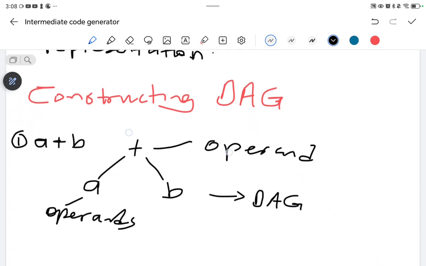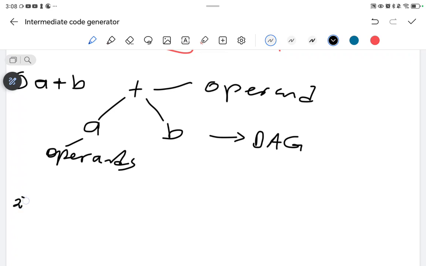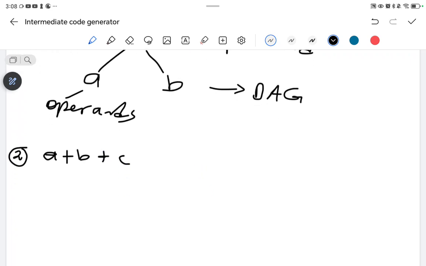The second one: let's assume I'm given A plus B plus C, and I'm told to draw this DAG. You remember BODMAS, but in this case we're not going to use BODMAS. We're going to use PEMDAS. I'm sure Sir has mentioned this, what it is and also how to apply it.